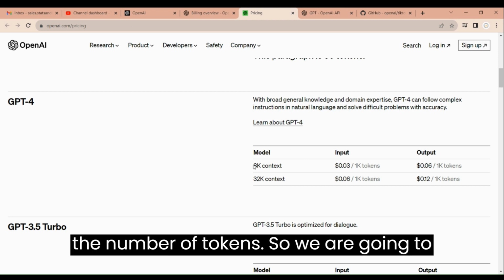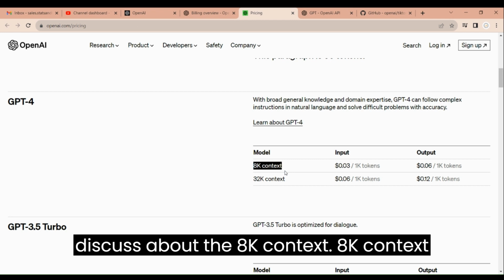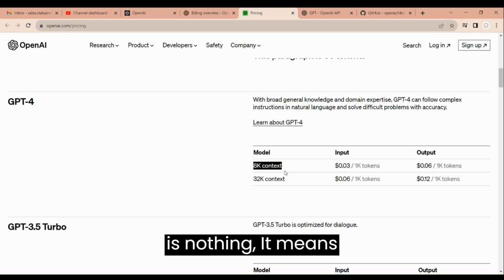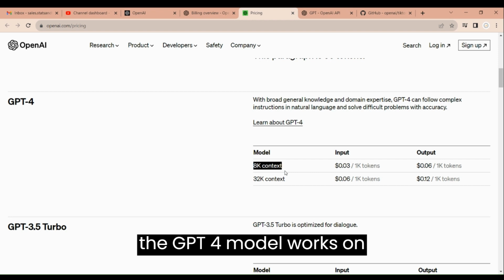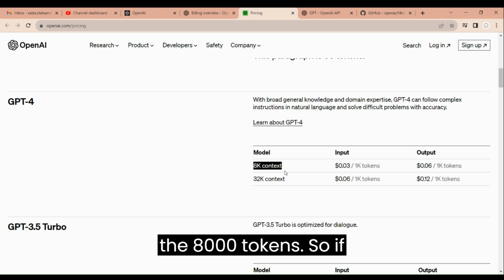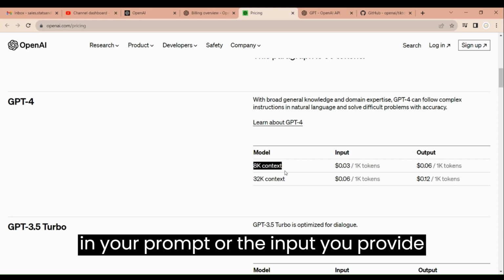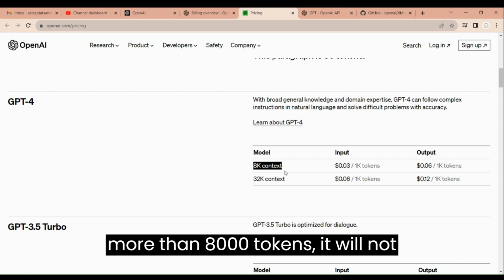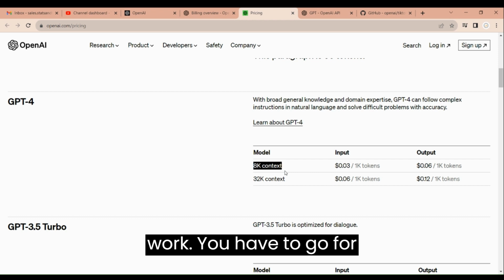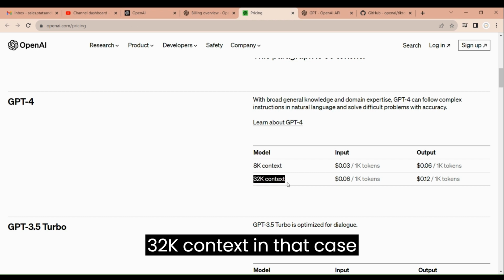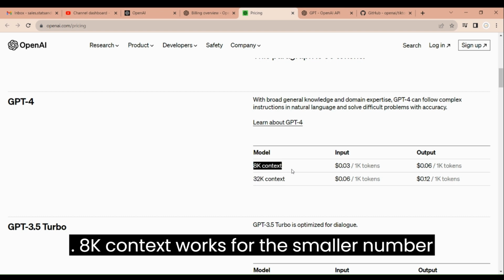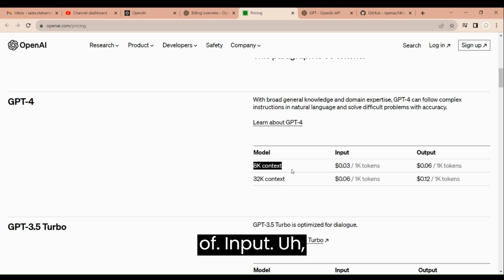So we are going to discuss the 8K context. 8K context means the GPT-4 model works on 8,000 tokens. So if in your prompt or the input you provide more than 8,000 tokens, it will not work. You have to go for 32K context in that case. 8K context works for the smaller number of input. That's what we are going to discuss today.